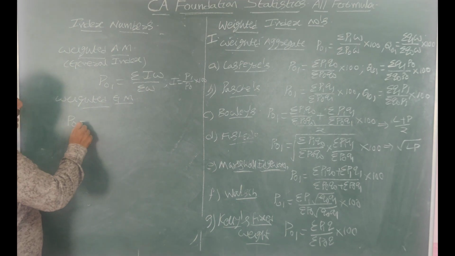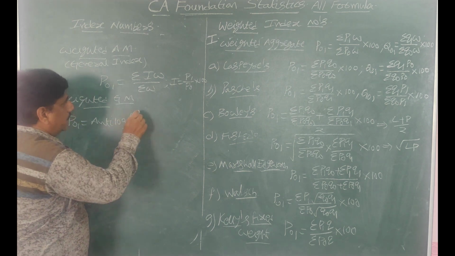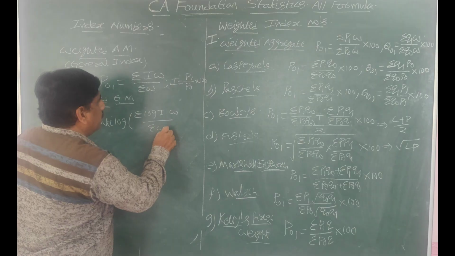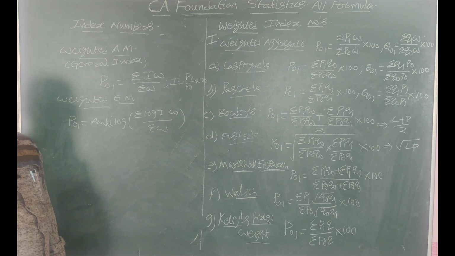So the P01 formula is anti-log of summation log I into W by summation W. This is the weighted GM formula. So these are different formulas for computing index numbers.